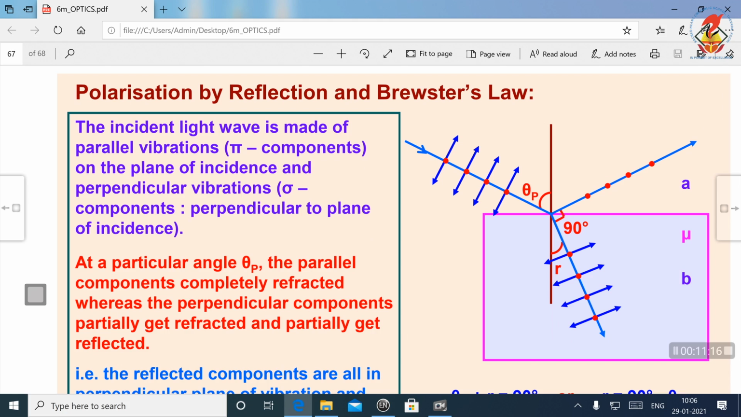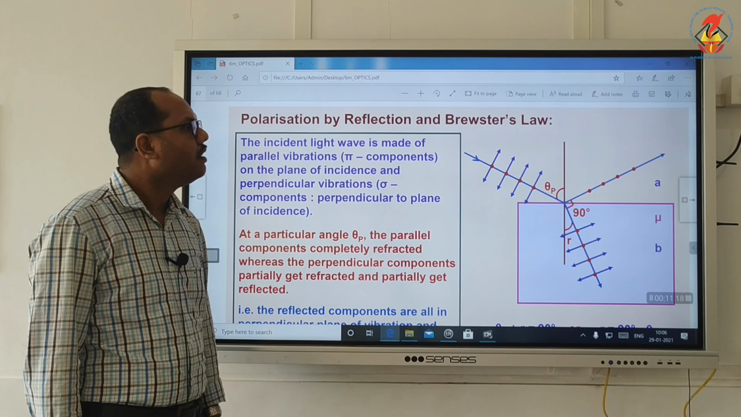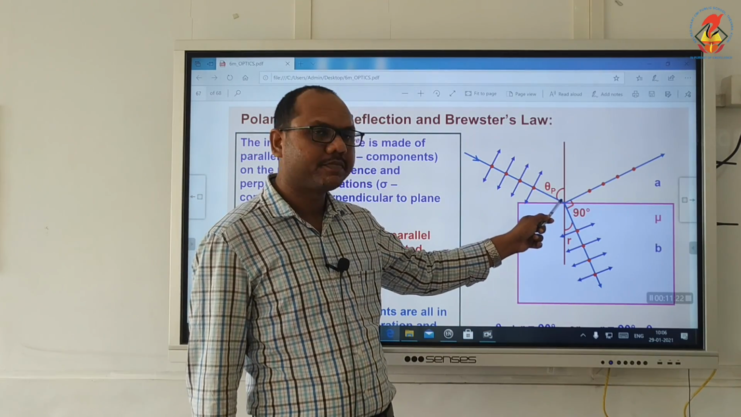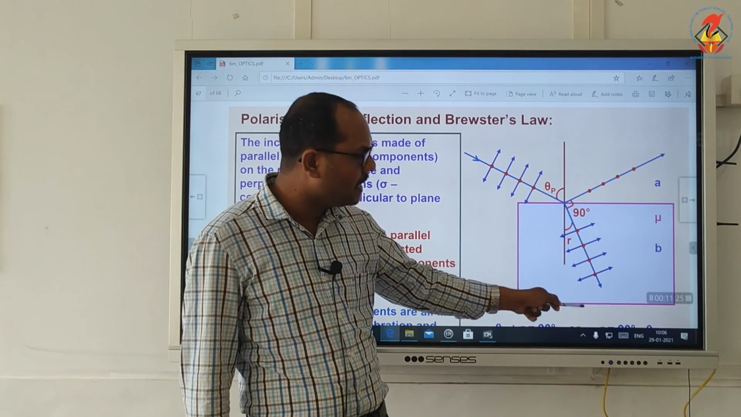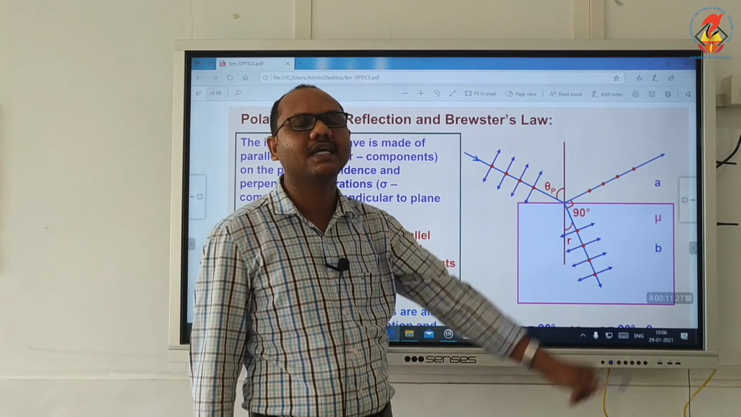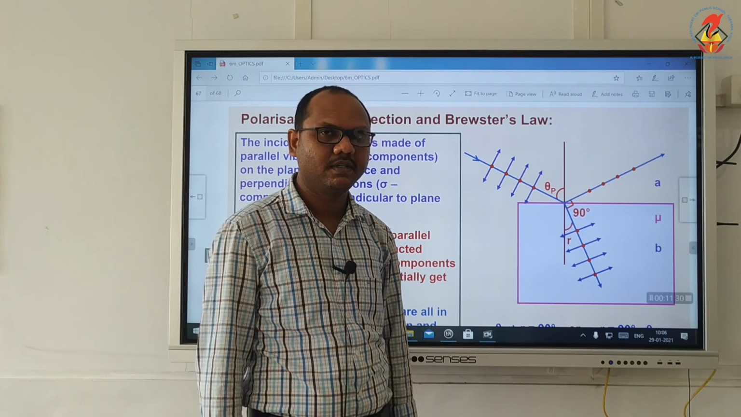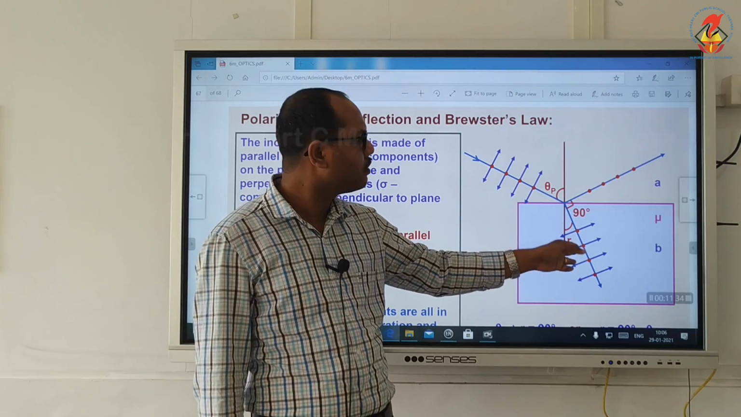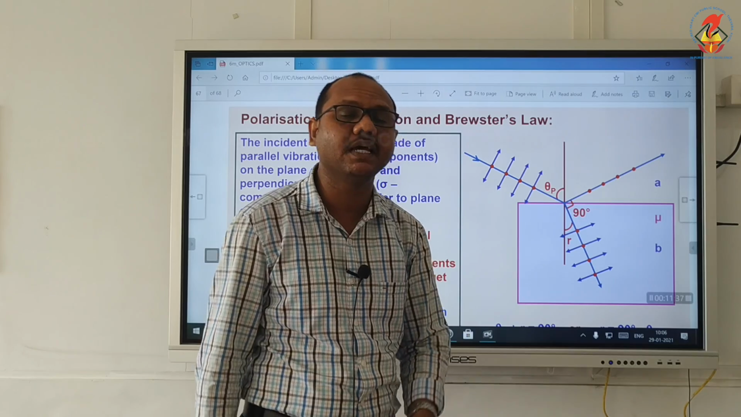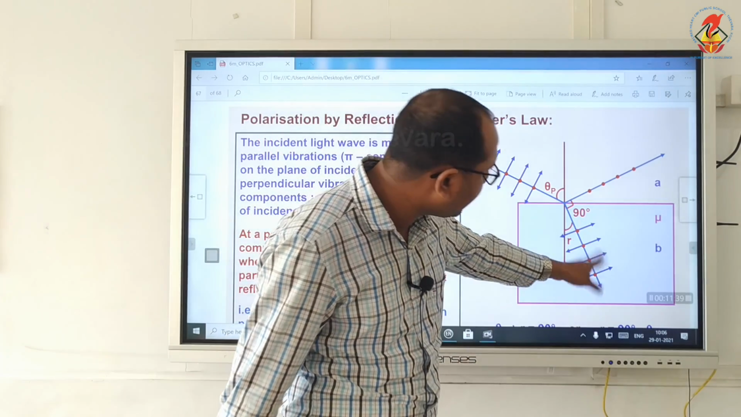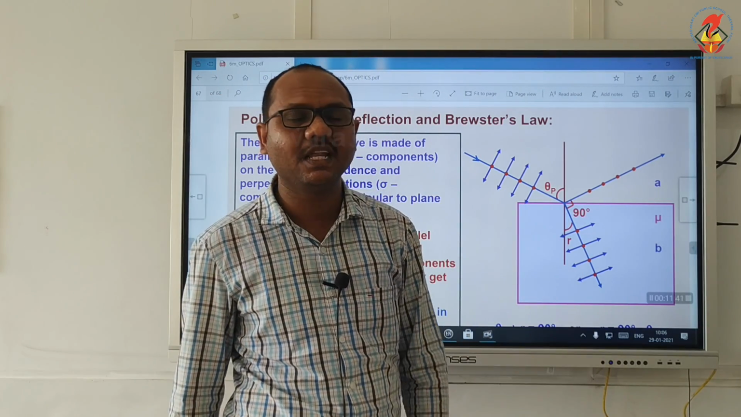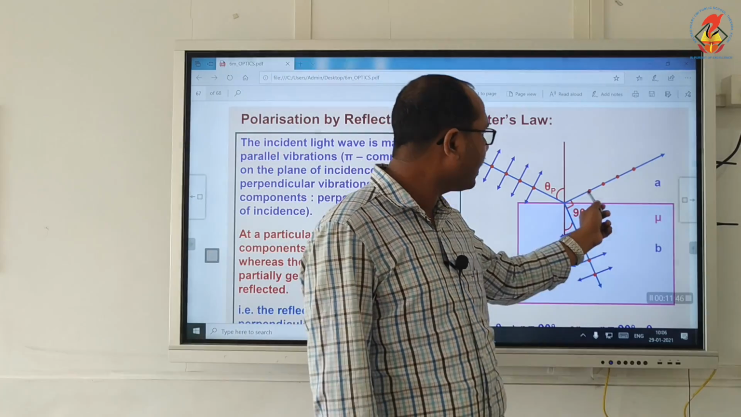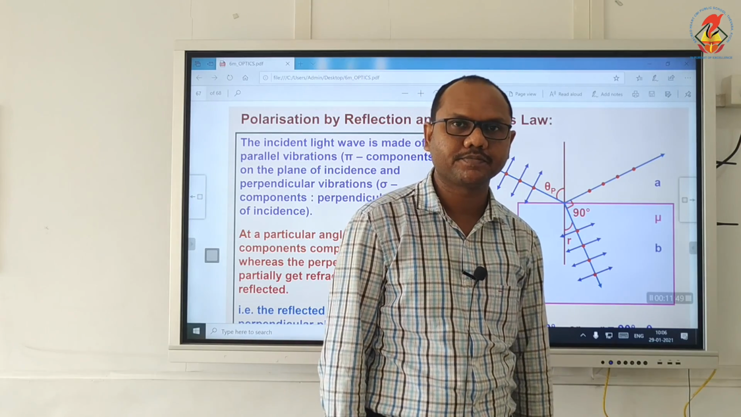Now comes polarization by reflection. When an unpolarized light strikes here, light will partially get refracted and partially get reflected. Imagine the light is coming from air and striking a water surface. So partially it will get reflected and partially it will get refracted. The refracted light will always be partially polarized. We cannot polarize it completely. But the reflected light can be polarized.